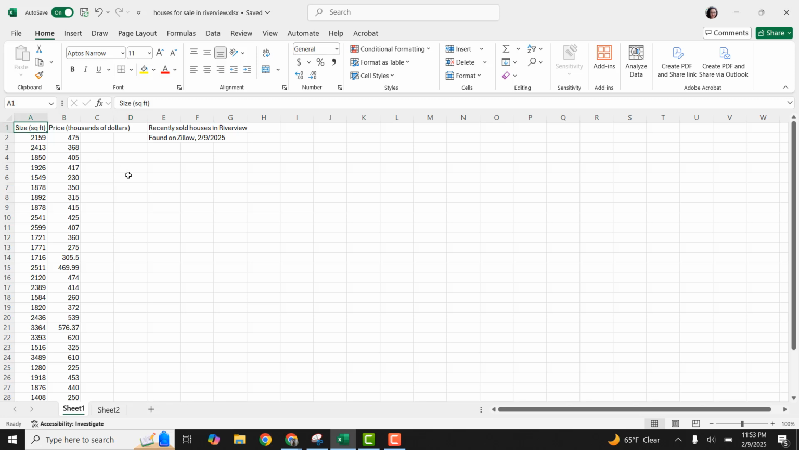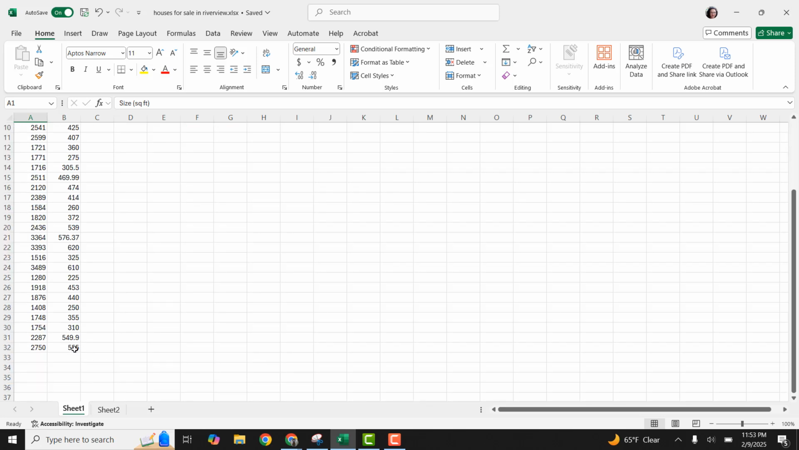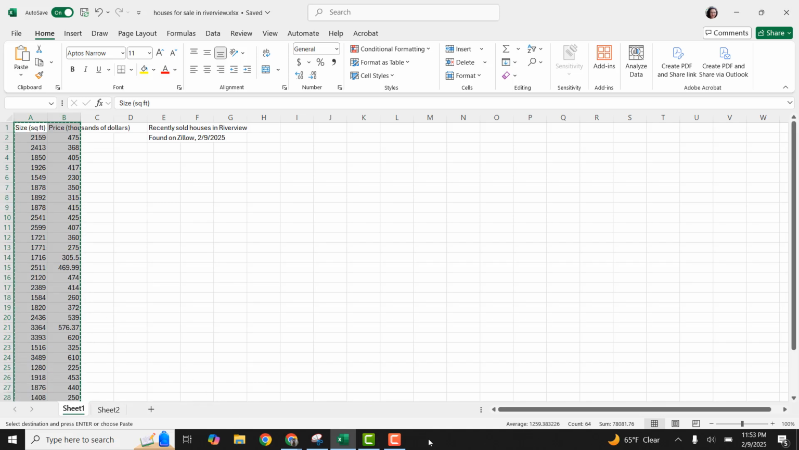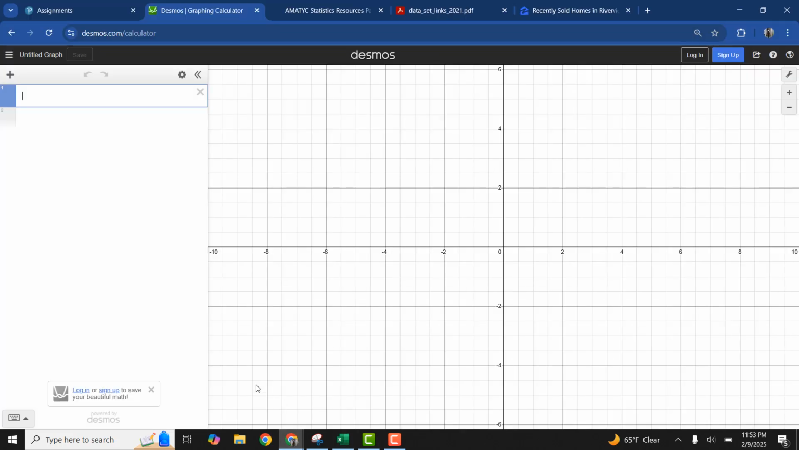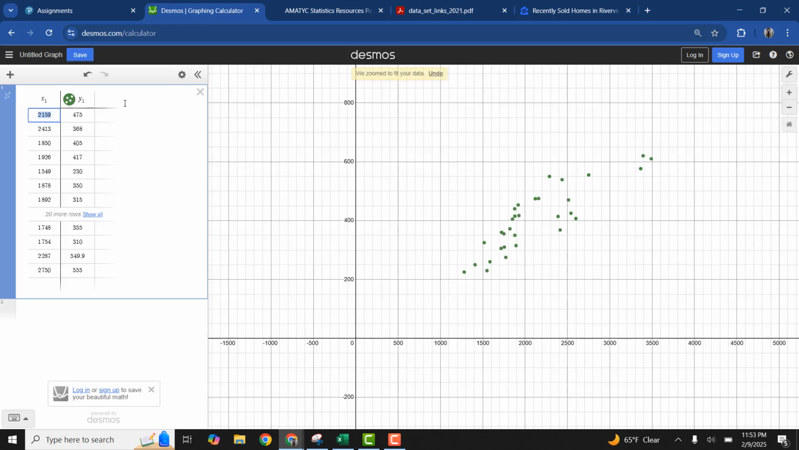All right, so let me take this data set. I imagine that larger homes are going to be more expensive, but it's hard to visualize that. So the best way to do that, I think, is a scatter plot. So let's copy this data set. I just highlighted it, pressed Control C, and I'm going to bring this into Desmos and press Control V.